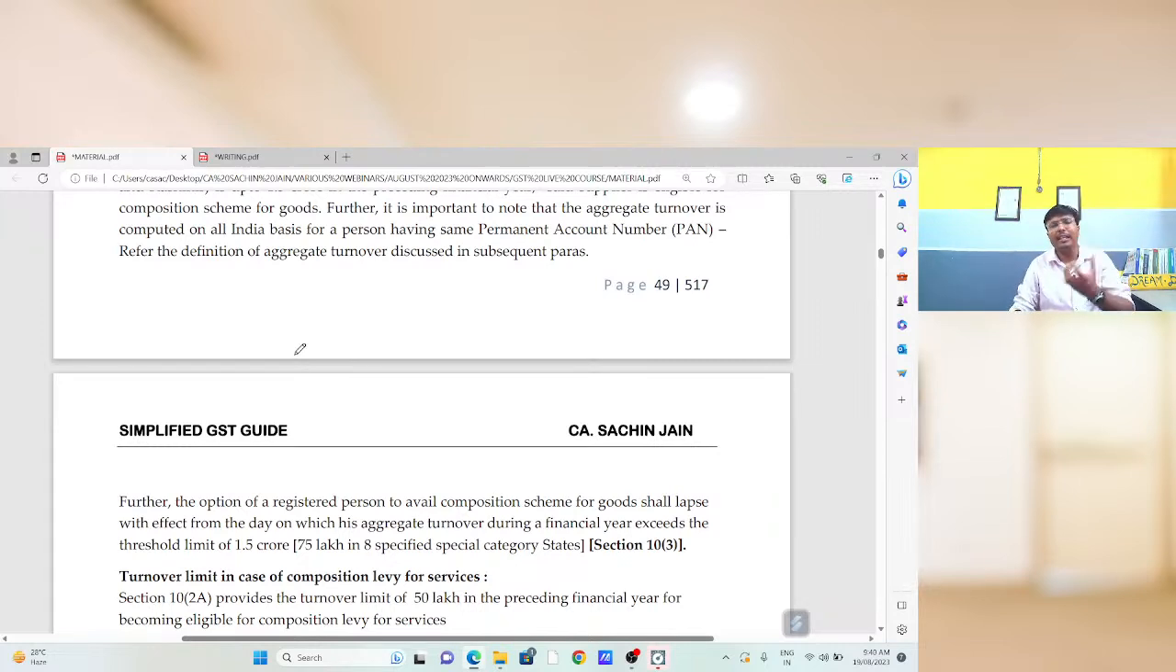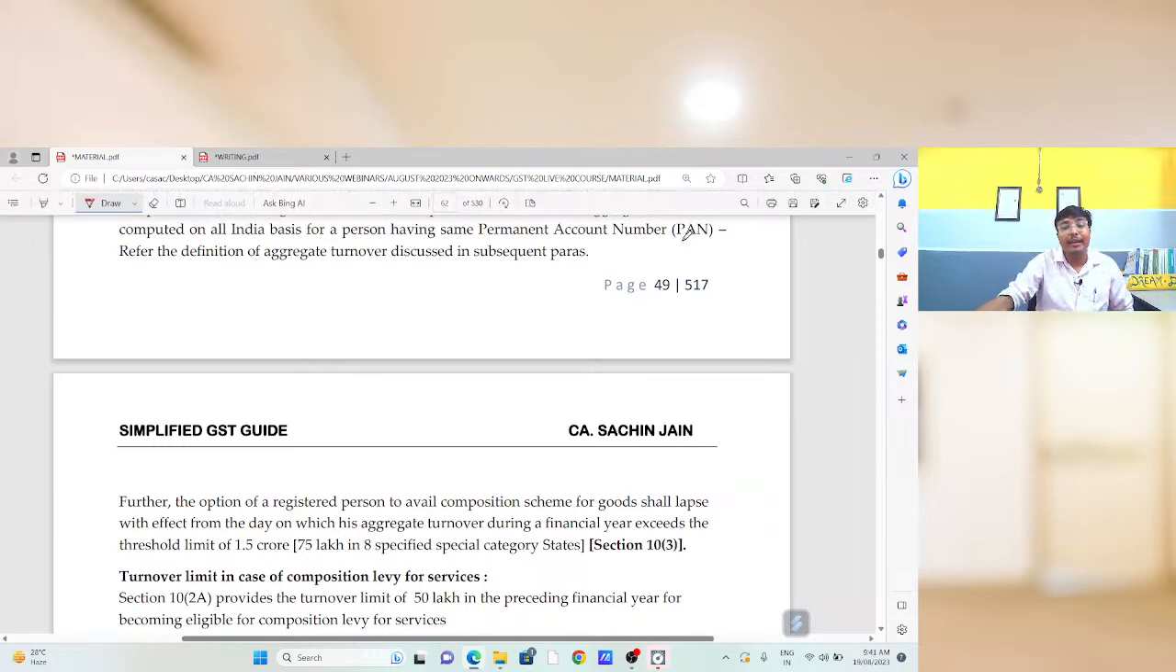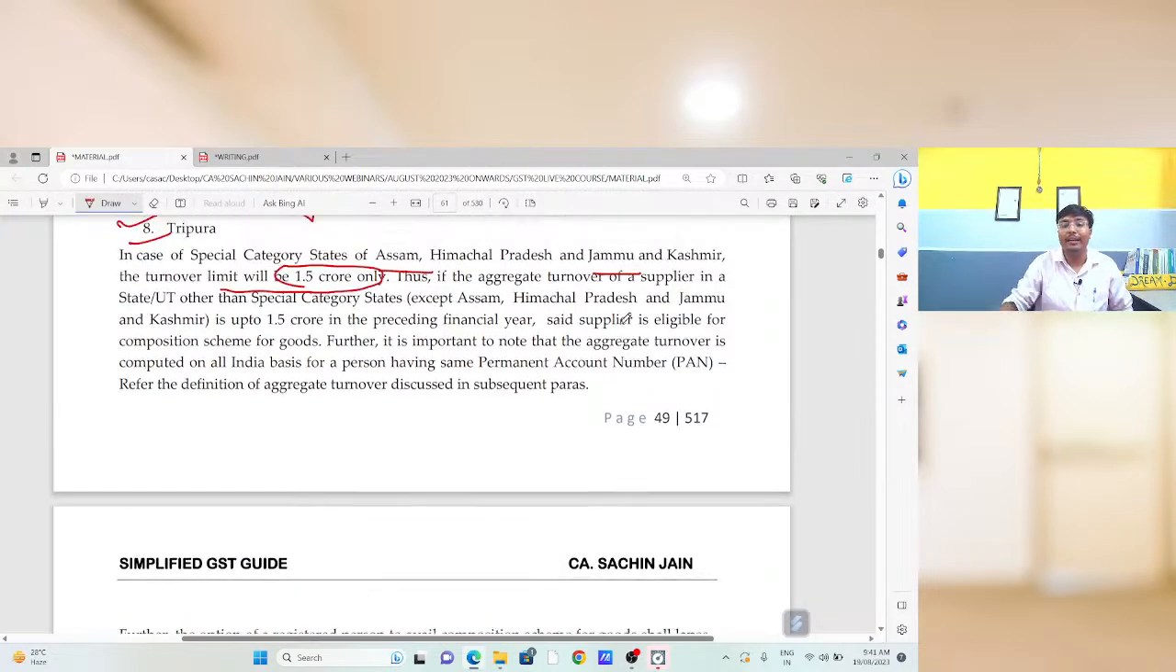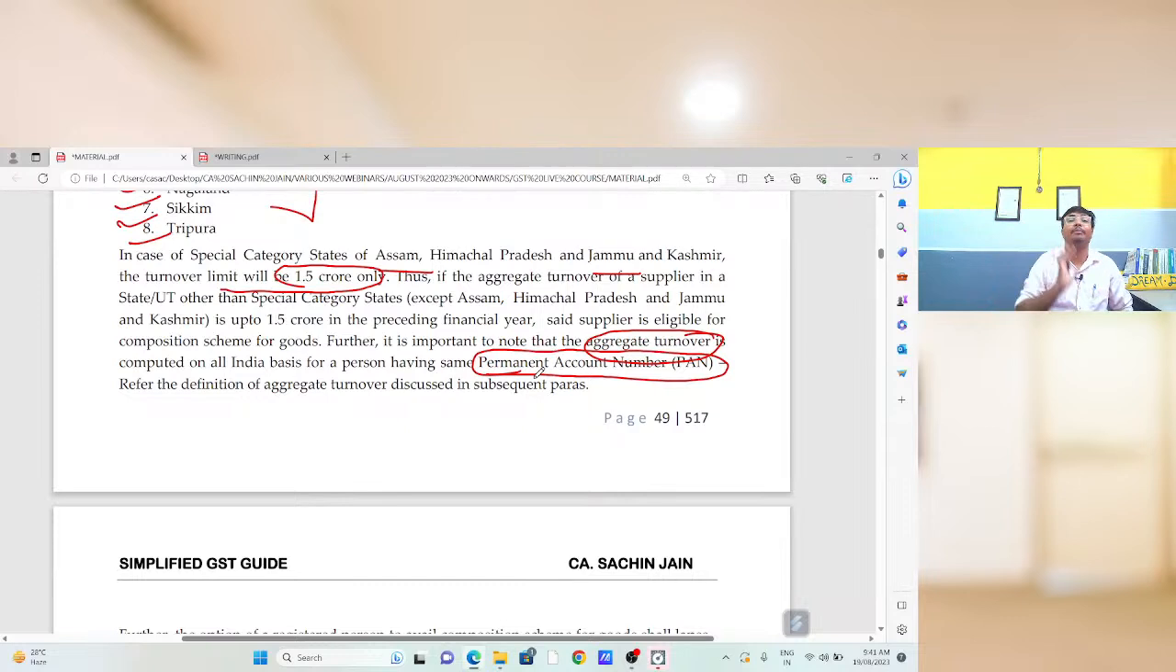Now, sir, this 50 lakh rupees, 1.5 crore rupees and the 75 lakh rupees, do we need to calculate per GSTN or per PAN number? Under the complete GST, we just need to keep in mind that the definition of aggregate turnover is always on the basis of the permanent account number. If you have 2 to 3 GST numbers, the aggregate turnover is to be calculated from PAN number.